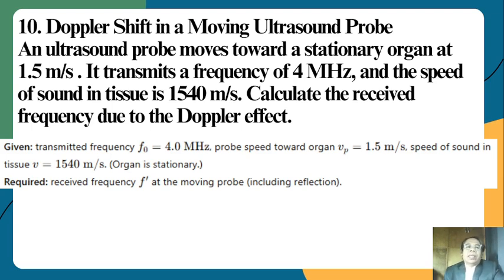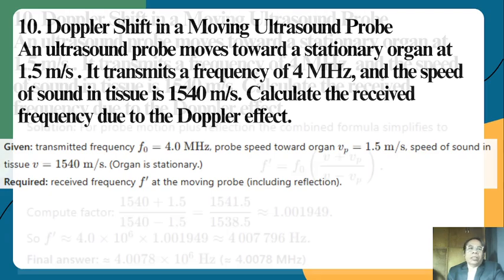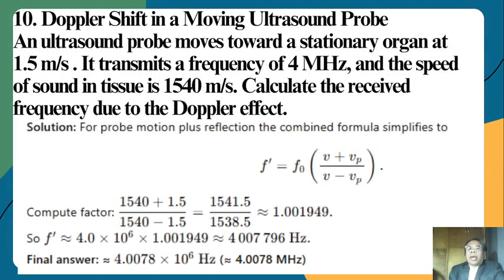Given: transmitted frequency f0 is 4.0 megahertz, probe speed toward the organ vp is equal to 1.5 meters per second, speed of sound in tissue v is equal to 1,540 meters per second. The organ, of course, is stationary. Required: the received frequency f prime at the moving probe, including reflection. So use the formula: f prime is equal to f0 times (v plus vp over v minus vp).